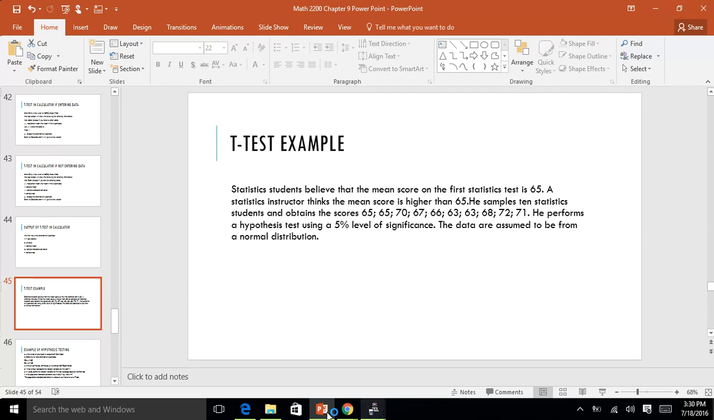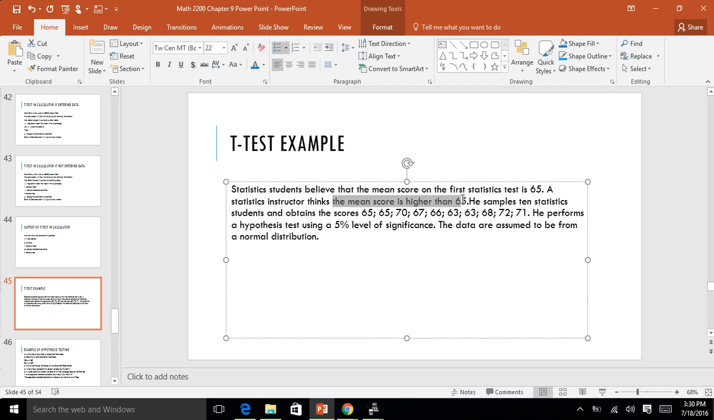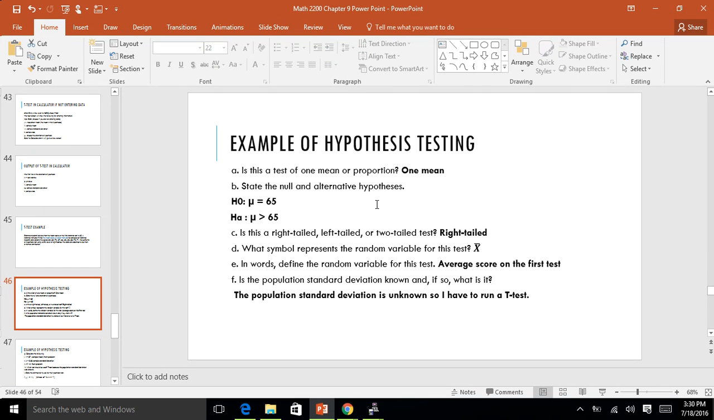Okay, so let's go and see some stuff. So he believes that it is higher, right? That the mean score is greater than 65. So I'm assuming that's going to be our alternative right there. So let's go ahead and fill in some stuff. Is this test a one mean or a proportion? It's a one mean because we're dealing with averages again. And like I said in the slide before it, let's talk about our hypotheses. Your null, your mean equals 65, and your alternative, your mean is greater than 65.